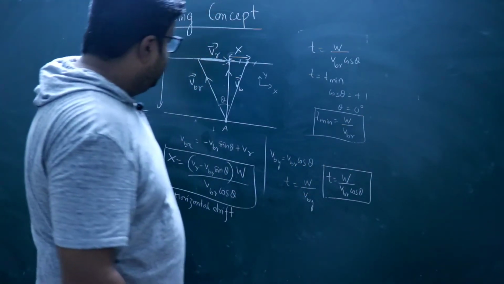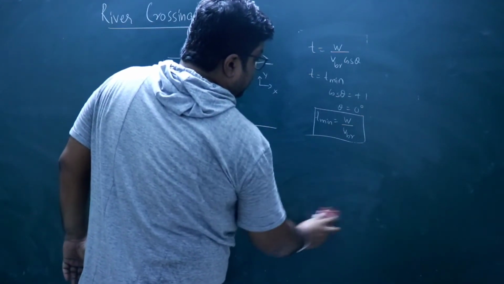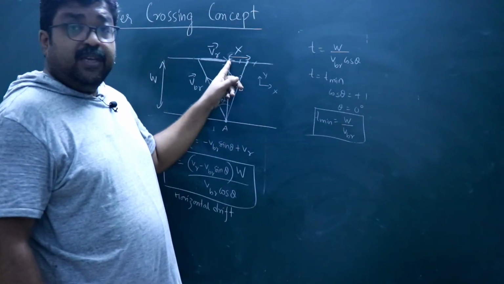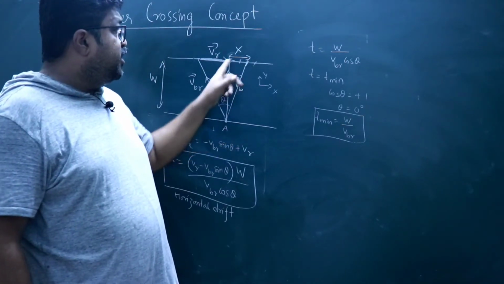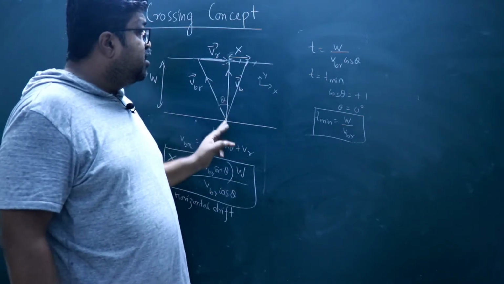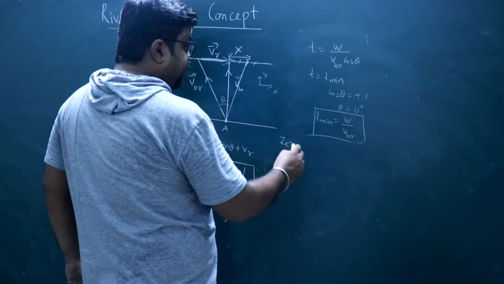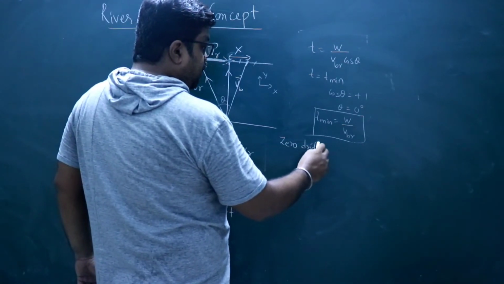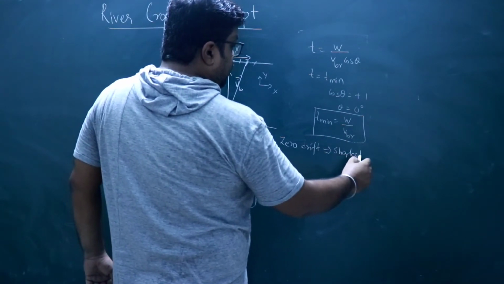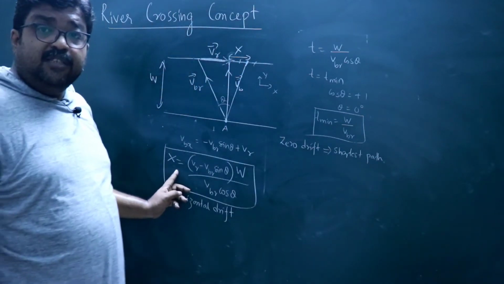Now another important condition is, if you wish to have zero drift, if you don't want any drift, that means it has to go straight across, that is shortest path. Zero drift means shortest path. So we wish to have this x is equal to 0.